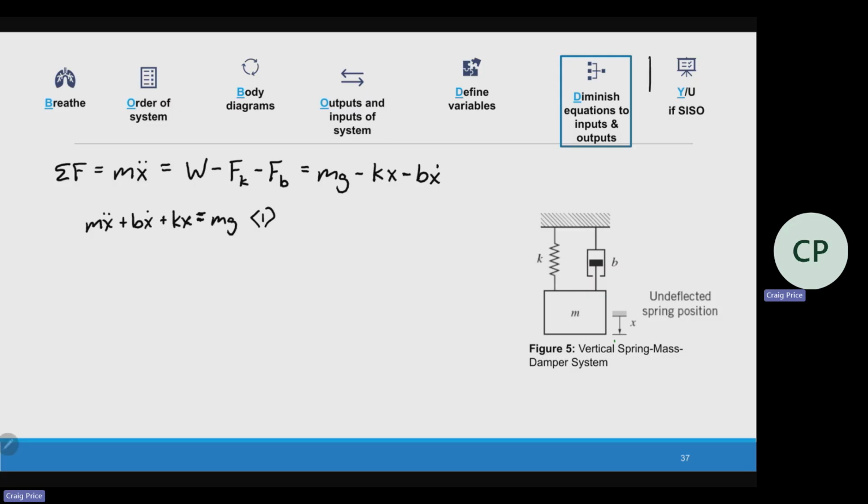Let me just box this too. So we're taking it from the time domain to the S domain. That means we can group all of these together.